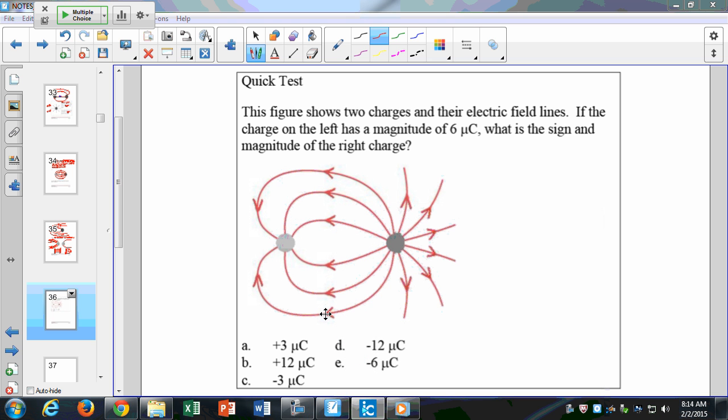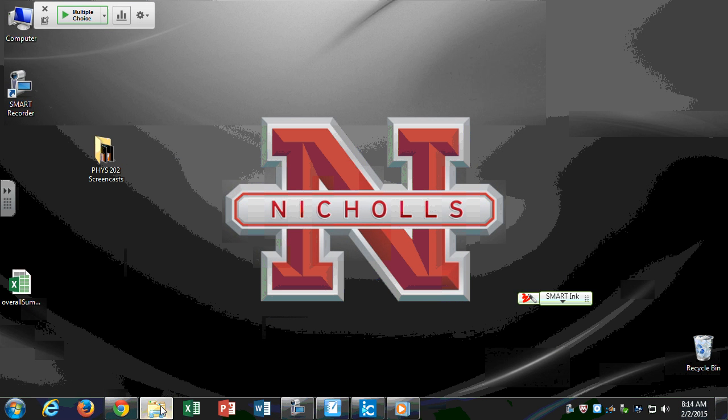All right, yeah, so this is 6 microcoulombs, and because the lines are going into it, I know it's negative 6. And this one has twice as many lines, so this one must be positive 12, so B is the right answer. Let's do a few more questions these last few minutes of class we have. We'll wrap these up next time.